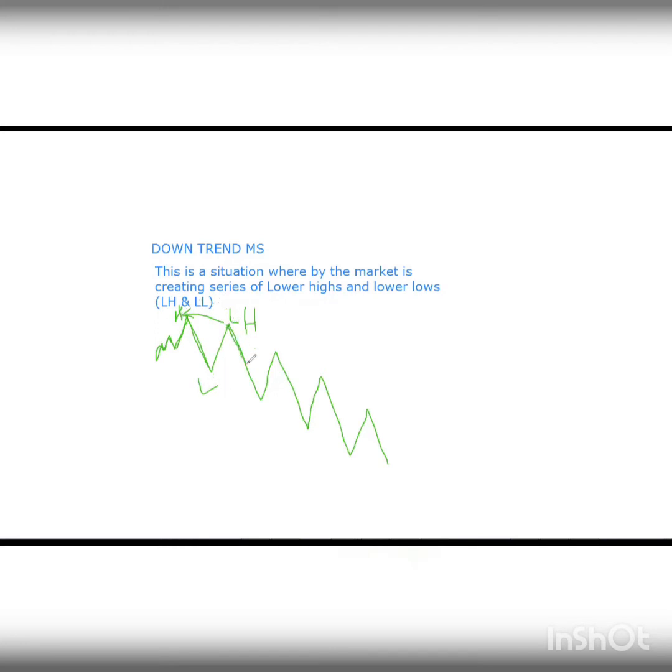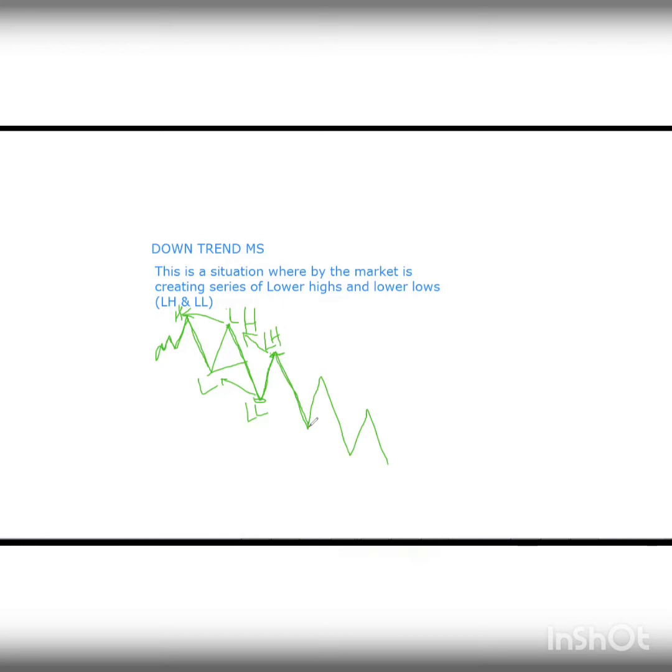And this is a low. Then the market came down and gave us a new low, and this low was lower than the previous low. So we have a lower low. Why is it a lower low? Because the current low is lower than the previous low. Then it goes up again and gives us a high, but the high is lower than the previous high. So we have a lower high. This high is lower than this high. Hope we are getting it.